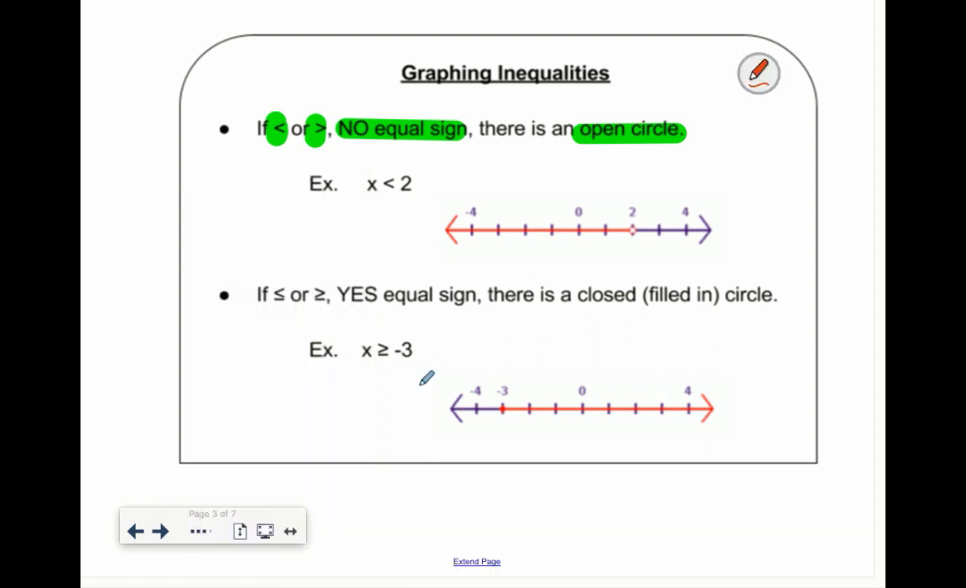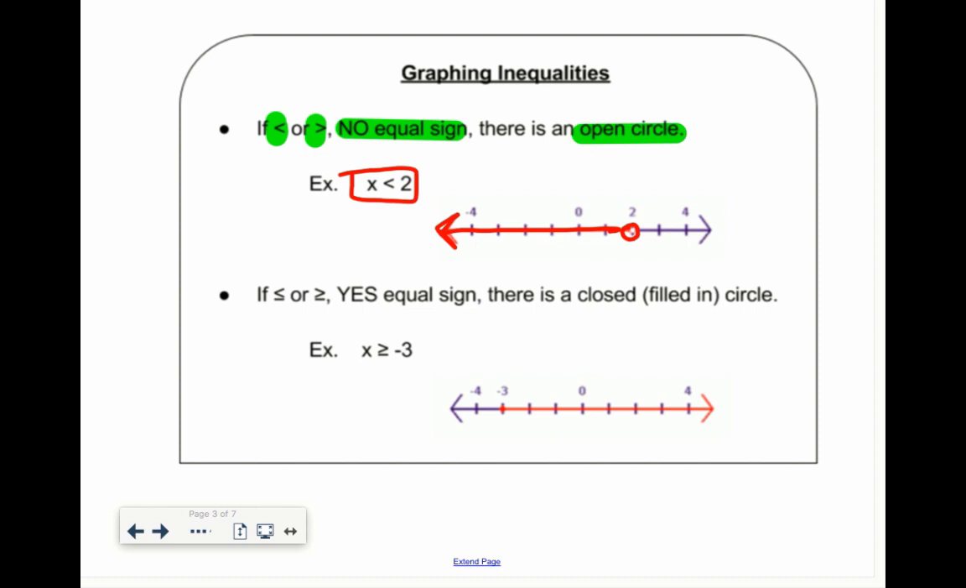The example here is x is less than 2. So less than, no equal sign. So 2 is not part of my answer, but every number less than 2 is. That's why it's an open circle over here. If you can't tell that it's an open circle in your note sheet, make it so that you can tell. And every number less than that, so that's why we graph coming in that direction. Some people will allow you to do it above, whichever makes you be able to see it.